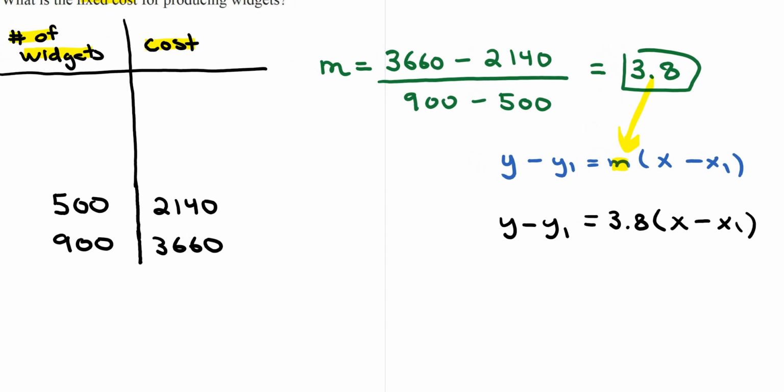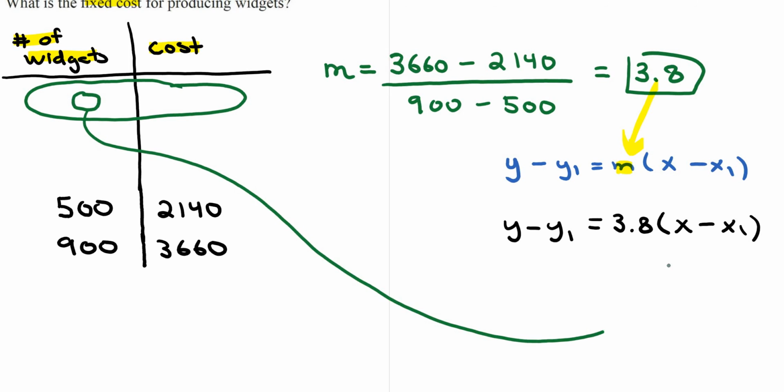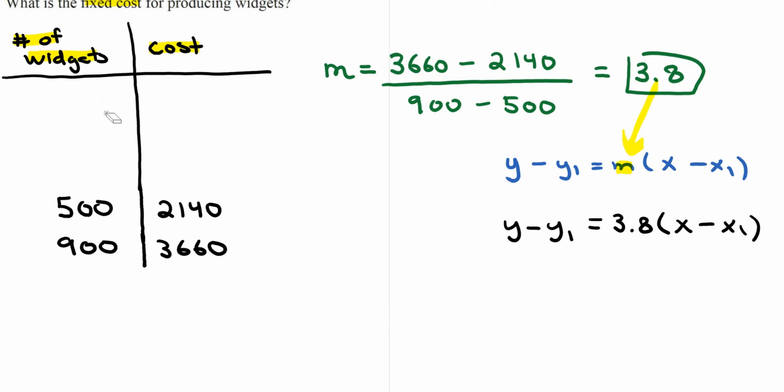Basically, I know that we're looking for the fixed cost, right? So we're looking at this particular case here. The number of widgets would be 0, right? So what you can do is take this 0 and plug it in for this x. Sorry, my bad, that was just one step ahead.